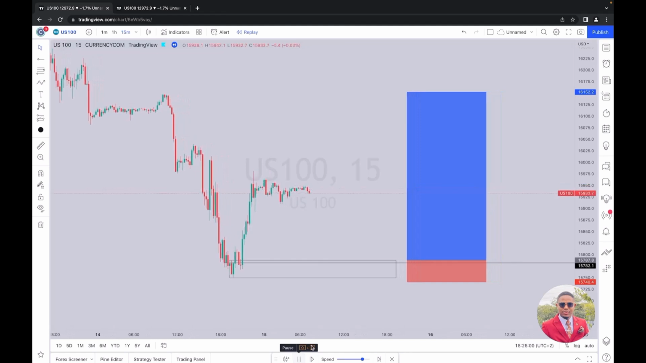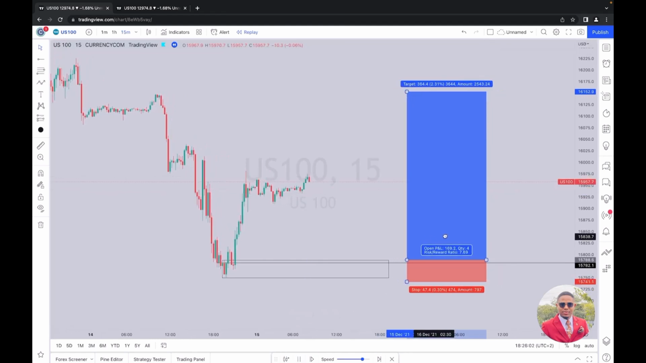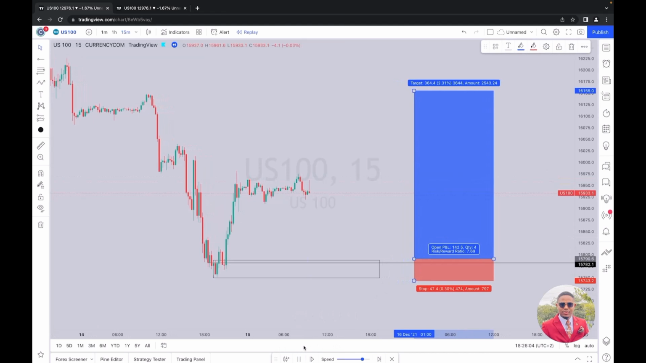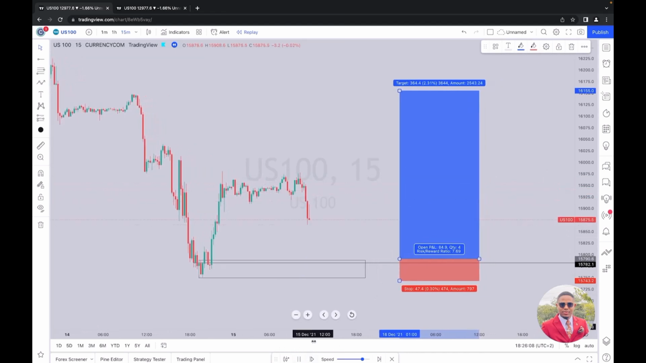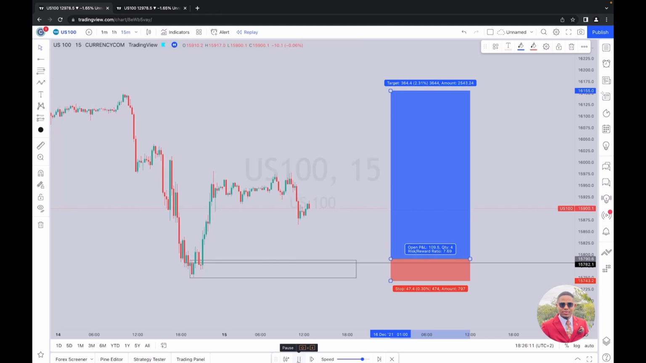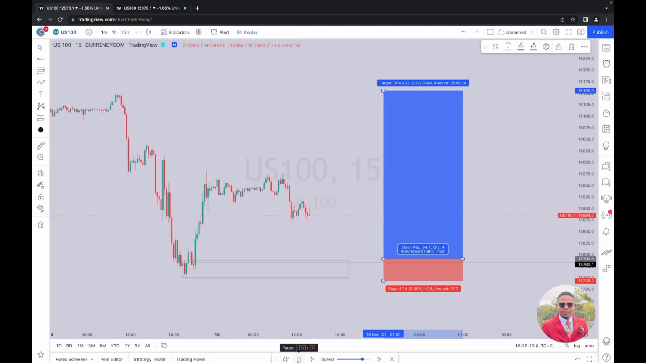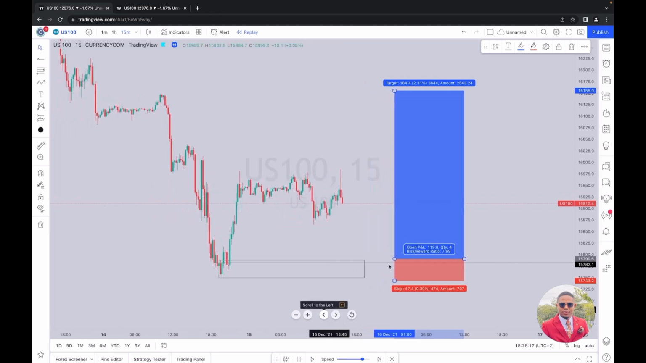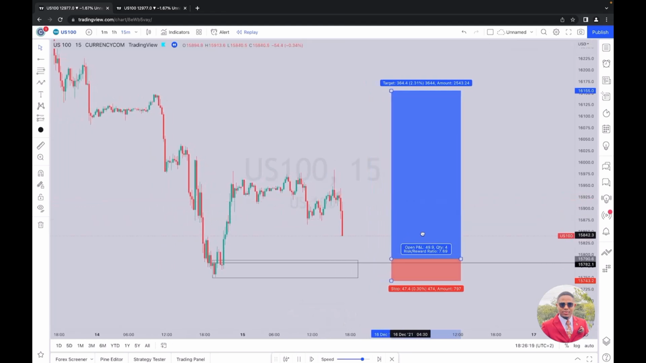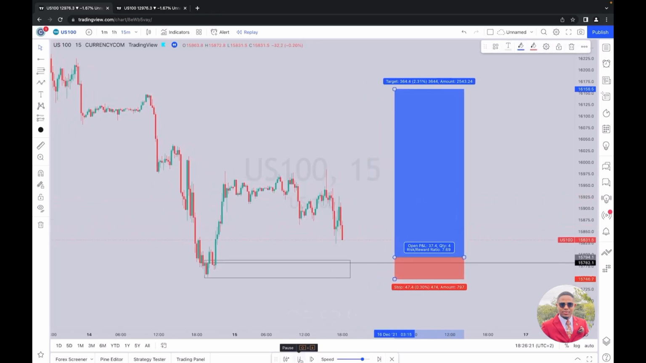No matter what, you need to wait as a trader, and you need to have patience until price hits your order block. No matter what, you trade a setup, so just don't trade for the sake of trading. You need to wait. No matter what, you need to wait for this order to be activated.